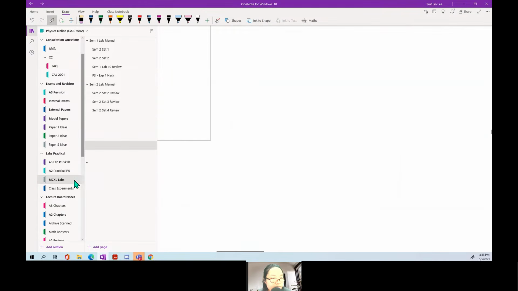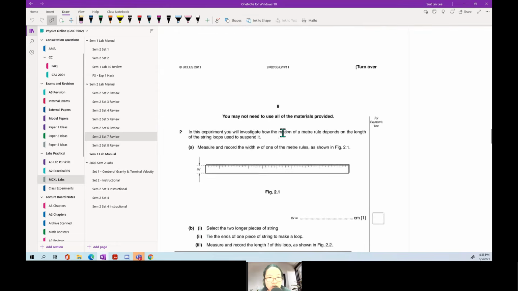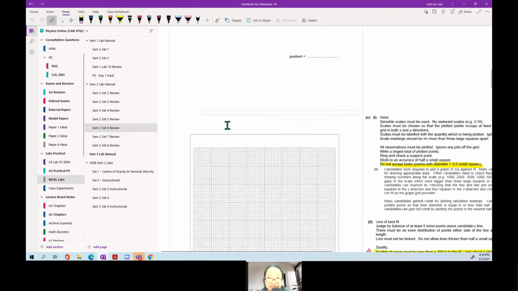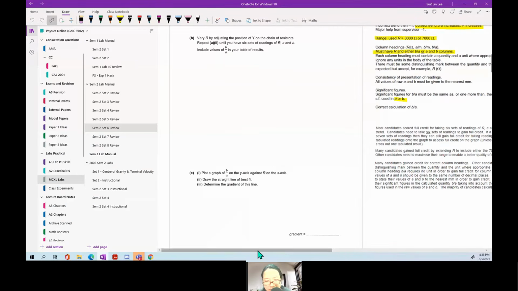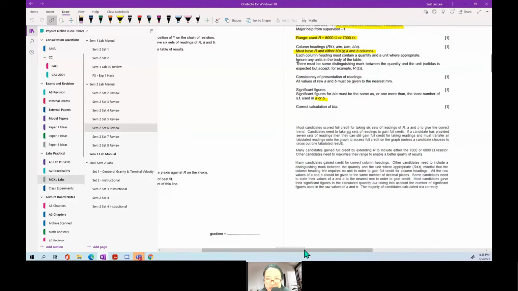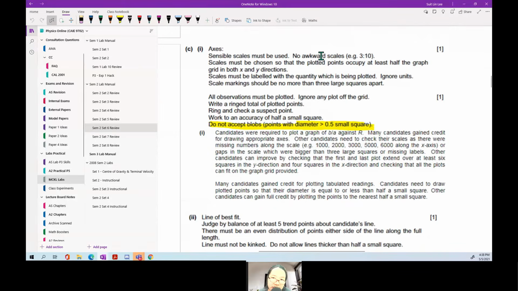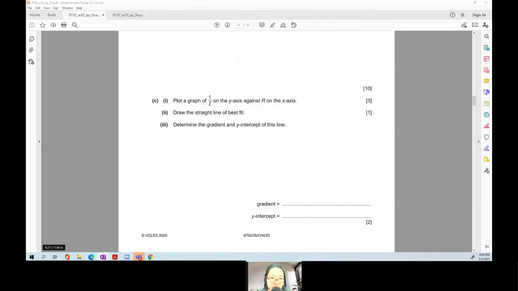So let's say you look at this. Every year the mark scheme is the same. We look for the same things, meaning we need sensible scales. We need the plotted area to be more than half. We also need the scales to be labeled, and the markings should not be more than 3 cm apart.